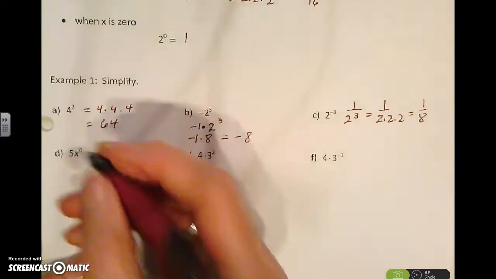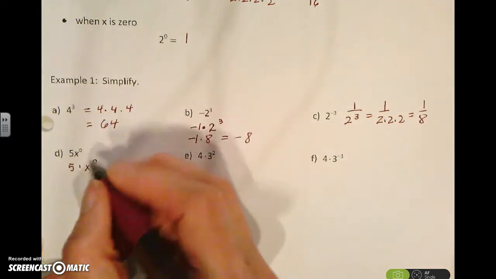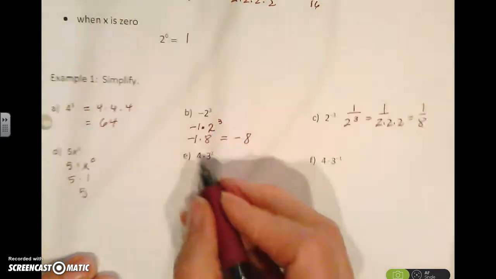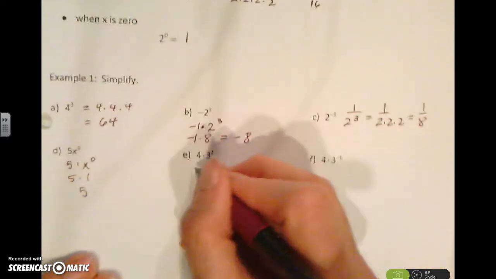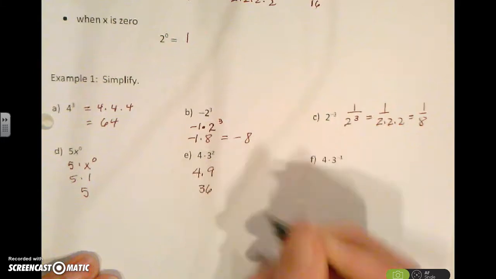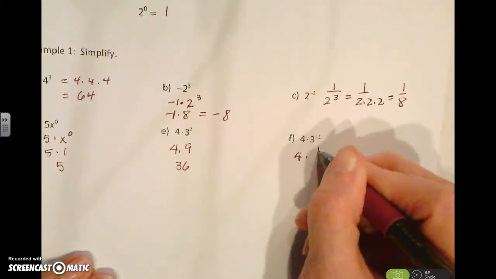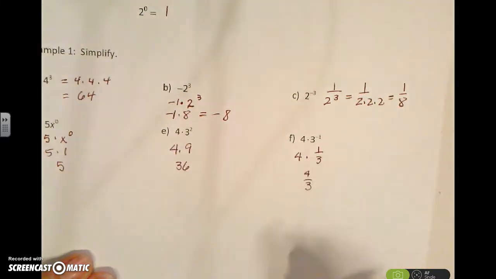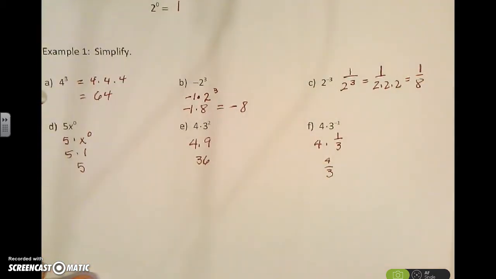As in this one right here also, this is going to be 5 times x to the 0. And x to the 0 is 1, so 5 times 1 is 5. 4 times 3 squared, remember PEMDAS, we're going to do our exponents first. So that's going to be 4 times 9, which is 36. And then here, again, PEMDAS, that's going to be 1/3, so 4 times 1/3, which is 4/3. So if you have any questions about that, bring it up in class next time.